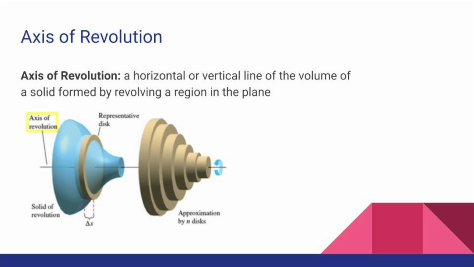The picture highlights the axis of revolution. In this example, the axis of revolution is the x-axis. The solid will therefore revolve around the x-axis, creating a solid of revolution.